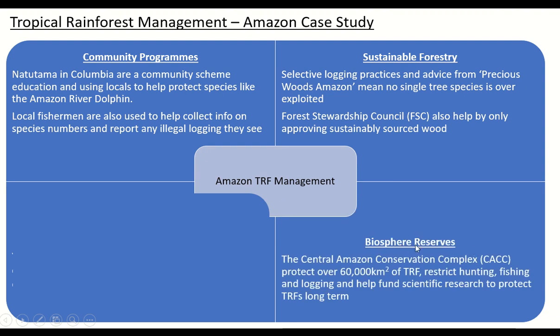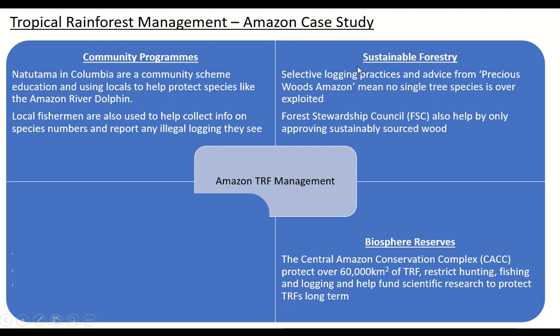Biosphere reserves. The main thing here is that biosphere, again, means the living areas, and reserves, it's like a national park essentially. It's where you cordon off big areas of rainforest to try and protect them. The best well-known example is the Central Amazon Conservation Complex, or the CAC, which protects over 60,000 square kilometres of rainforest. So people live there and can go there, but it restricts their hunting and fishing and logging, and it helps fund scientific research, which they can use for things like medicines in future.